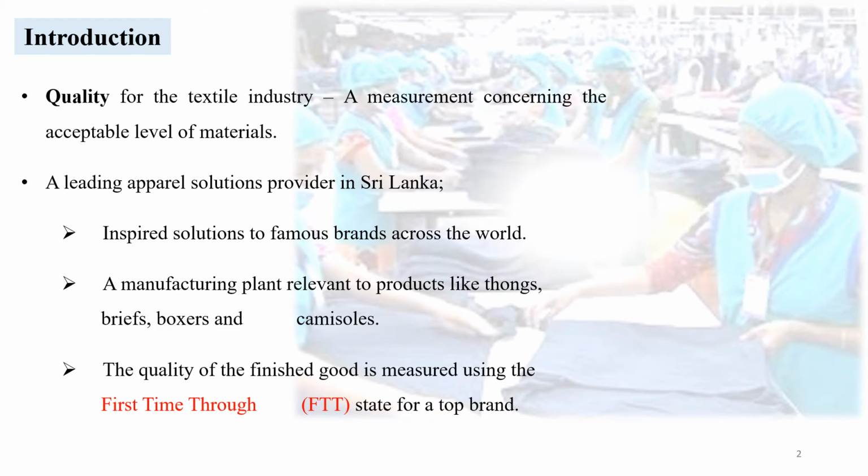Quality for the textile industry is a measurement concerning the acceptable level of materials. This research is based on a famous garment factory which provides famous brands across the world. This is a manufacturing plant that produces products like thongs, briefs, boxes and camisoles. The quality of the final good is measured using the first time through state, or the FTT state, for the selected top brand.